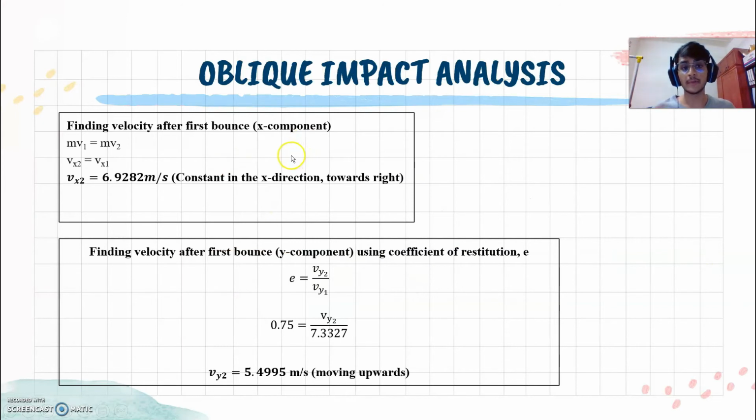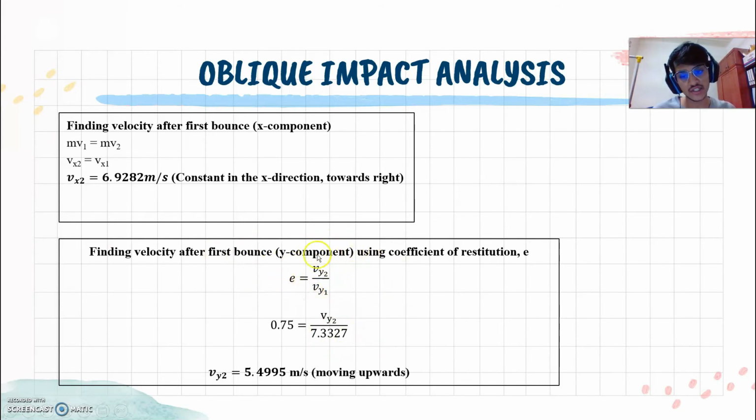And then looking at the oblique impact analysis and the formulas, we can calculate the velocity after the first bounce for the y component. Of course, for the x component the value remains constant because there's no change in the x direction, it's only in the y direction. So vx2 is fixed at 6.9282 meter per second. And then to find the velocity after the first bounce at the y component, we can use the formula of the coefficient of restitution, which is shown here.